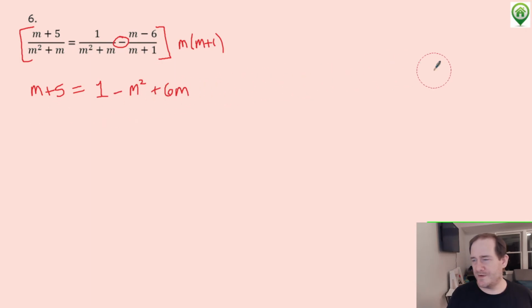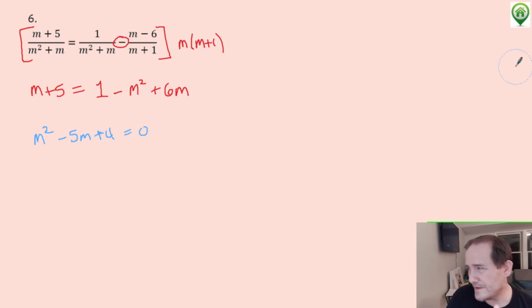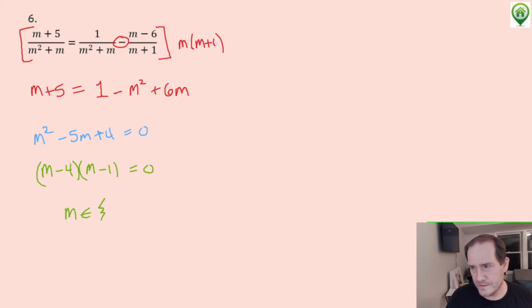But then from here, this looks straightforward to me. I would add the m squared, I would subtract the 6m, so we'll have minus 5m. And we'll subtract the 1, so we'll have 4, so plus 4. Yeah. And then that's it. Just factor that thing and you'll get your answers. So this will be an m minus 4 and an m minus 1. And yet again, neither solution is extraneous. So you can just give me a solution set that contains both the 1 and the 4. That's it.